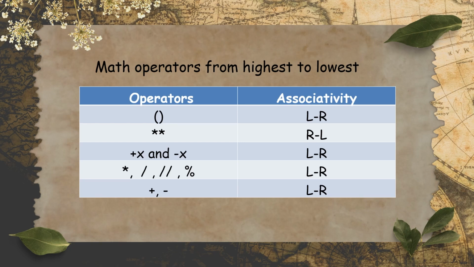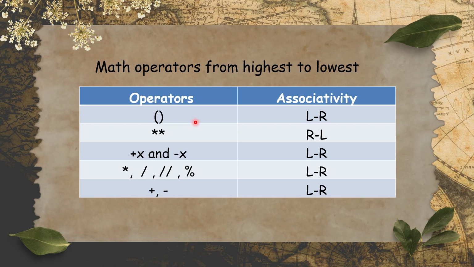Now, here in the table, we are seeing all the mathematical operators listed from highest to lowest precedence. In simple words, we can call it a priority. The first priority or the first precedence is given to parenthesis, and this parenthesis is evaluated from left to right. Whenever you encounter a parenthesis in an expression, you have to always first try to solve inside.